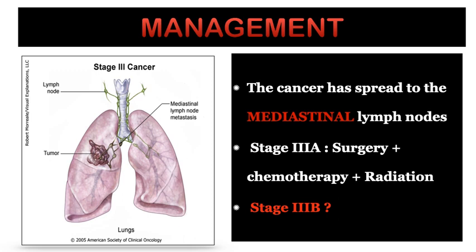If the cancer has spread to the mediastinal lymph nodes, or stage 3, the surgeon should analyze carefully the CT scan for resectability. Most stage 3A are resectable and are therefore amenable to surgery, and both chemotherapy and radiation are added to prevent recurrence. Most stage 3B are non-resectable because of proximity or direct invasion of vital structures such as the heart, great vessels, and major airways. So they are treated by palliative chemotherapy and radiation.